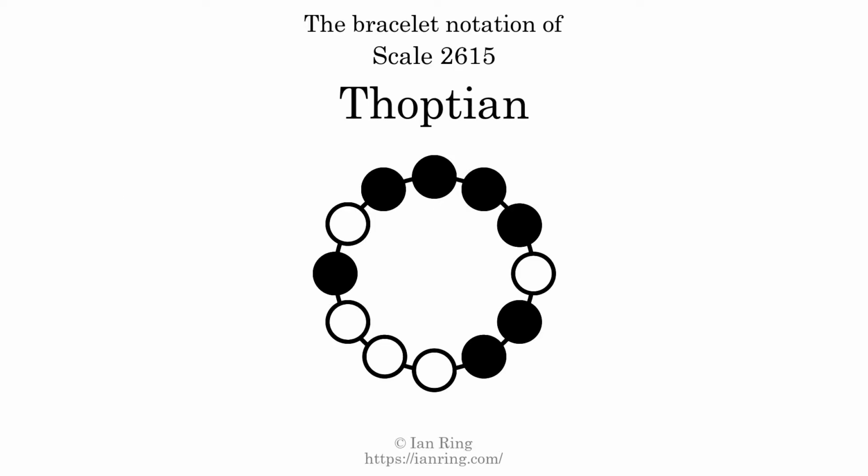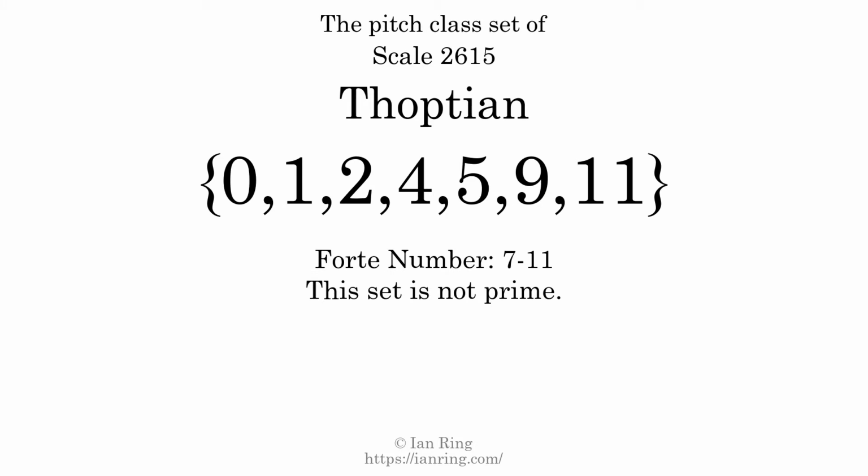This is a bracelet notation diagram of scale 2615. The shaded circles represent tones that appear in the scale, and they are read clockwise, starting at the top. The pitch class set for this scale is 0, 1, 2, 4, 5, 9, 11. The forte class is 7-11. This set is not prime.